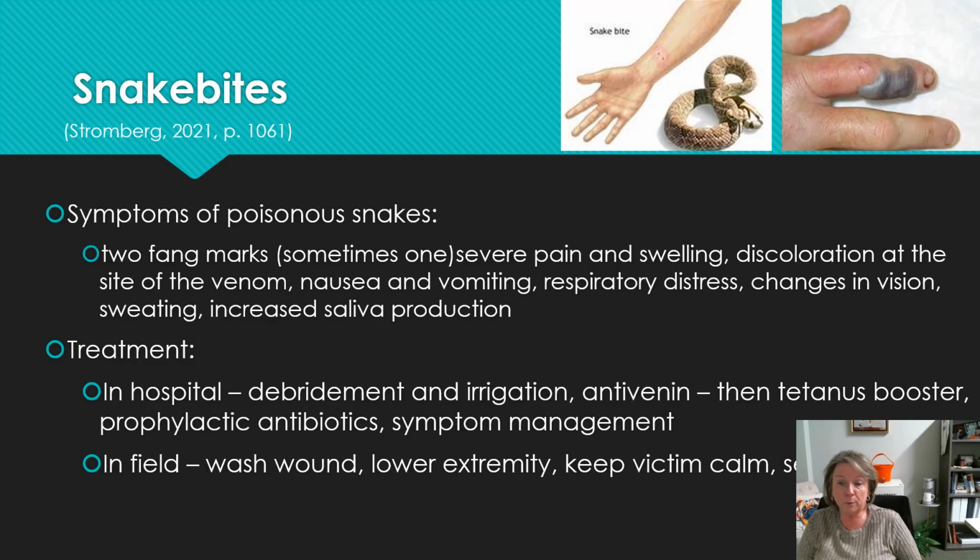If you're going to be harmed by the snake, or you can't, at least get a good look at it so you can describe it, or take a photo of it if you can, because we can identify them. But just remember, we need to wash the wound if we're in the field, lower the extremity, and keep them calm. Calm is good. Just slow, it's going to be okay. We're going to get there. Get them to a hospital as fast as you can to get the anti-venom in them, because that's what's going to counter the venom if it's a poisonous snake.